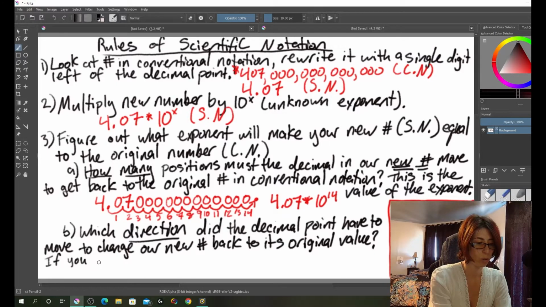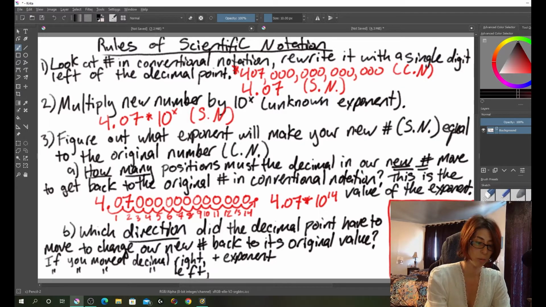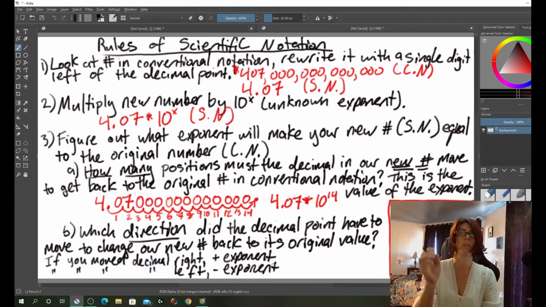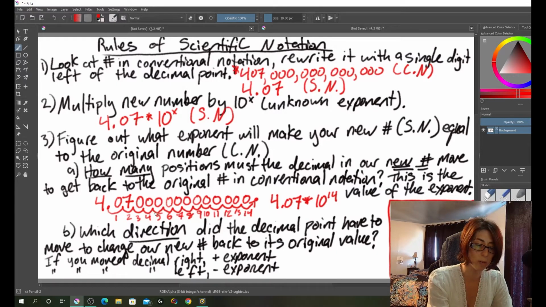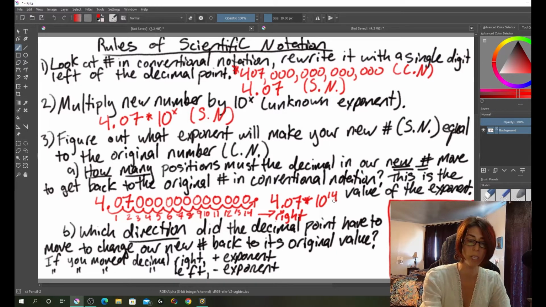If you moved the decimal right, positive exponent. If you moved the decimal left, it will be a negative exponent, because that would mean your original value was a tiny number, less than 1. I'll show you an example of that after this. So we had to move the decimal point. If you look up to the example we used here, we were changing 4.07 back into 407 trillion. We moved the decimal point 14 spaces to the right. That tells us we can keep our exponent up here positive.